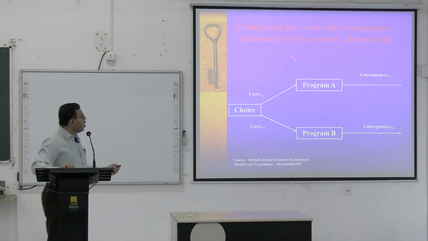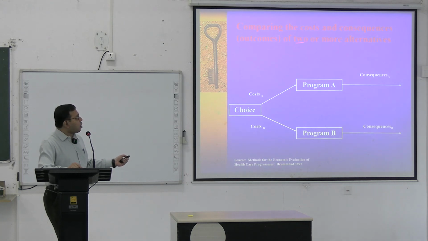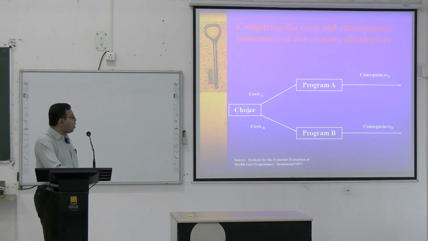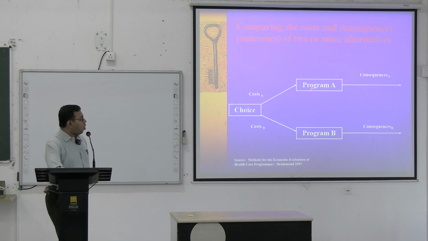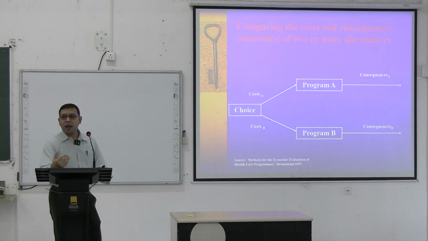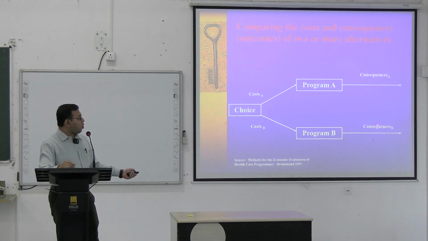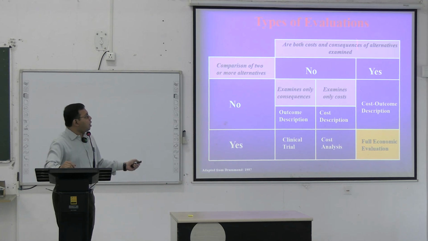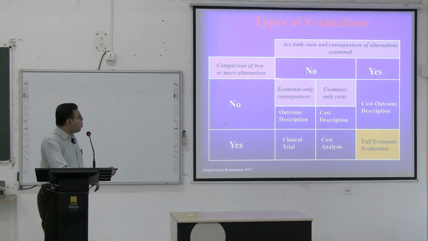Okay. So comparing the cost and consequences and outcomes of two or more alternatives. For example, this is the choice that can be involved: program A or program B, and cost A and cost B. Program means there are different types of programs for improving the health quality going on in our country or in any country. So we can compare this with the consequences, consequence A or B. So ultimately these are the types of evaluation in a nutshell. So we can see comparison of two or more alternatives, whether it is done or not.